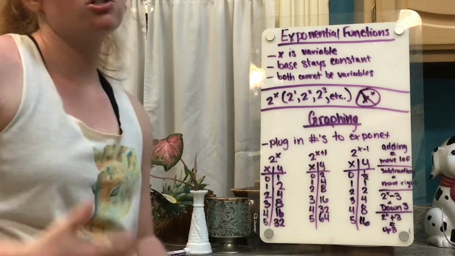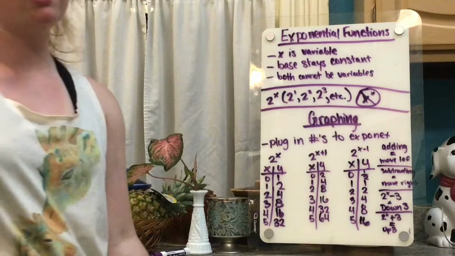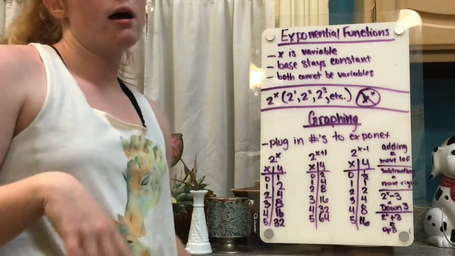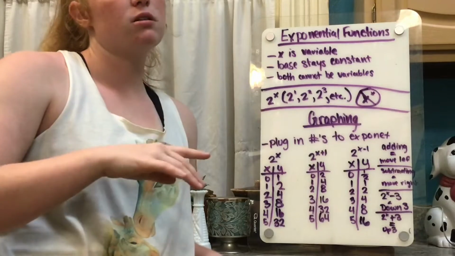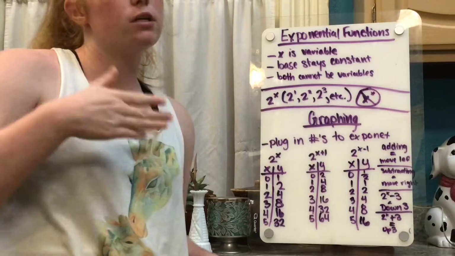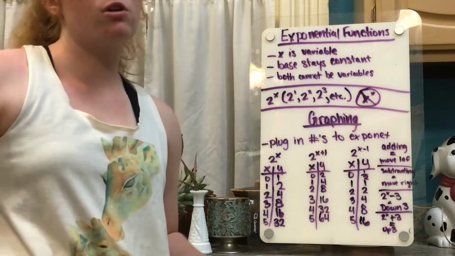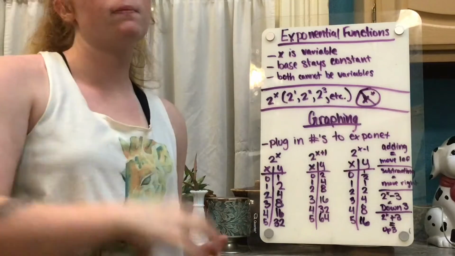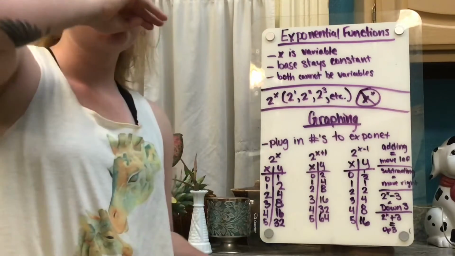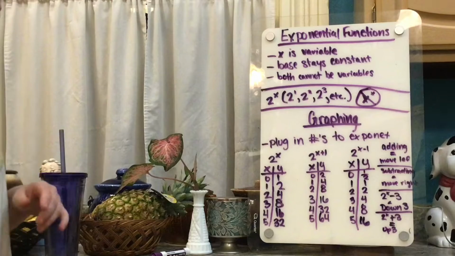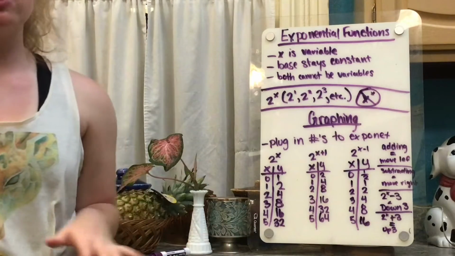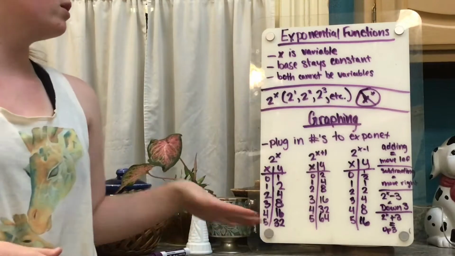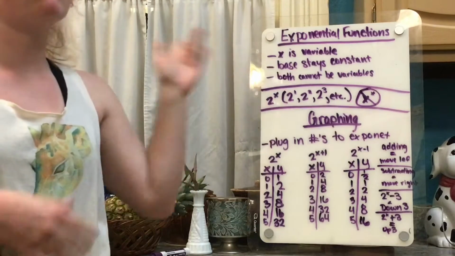So if it is 2 to the first, 2 plus 1, you would now be at 3. So then 2 to the first plus 1 would end up equaling 3, so then your y would be 3, so then your point would be on the 3 on the y-axis. And that is all for exponential functions. Those are just the basic things that go on between graphing and just what an exponential function is.